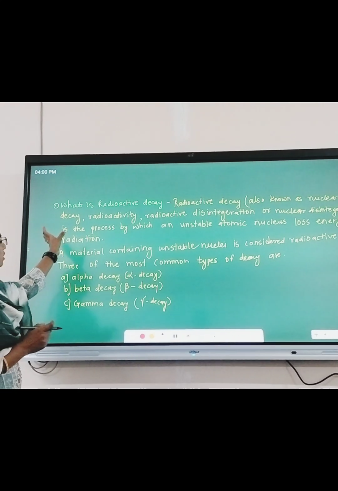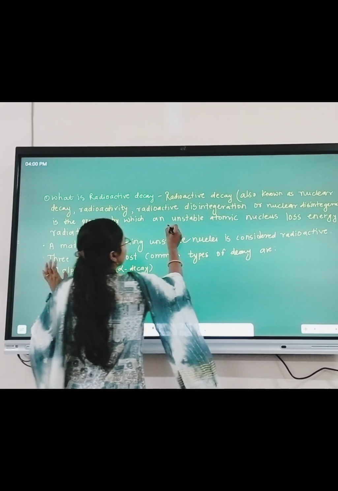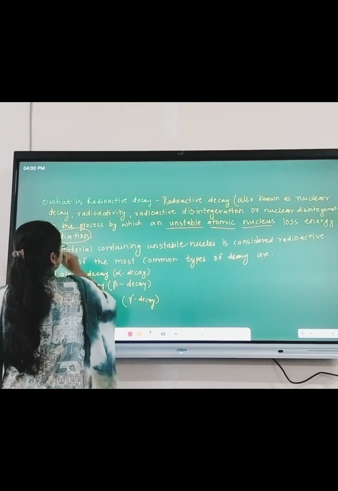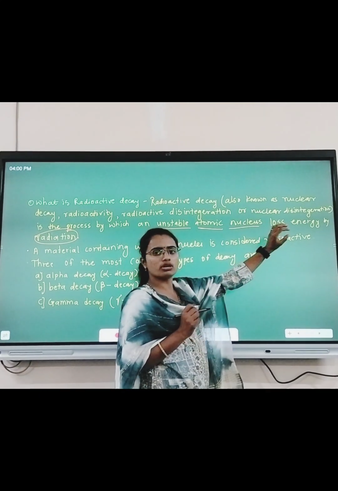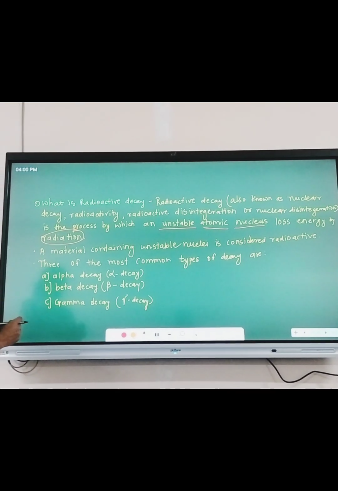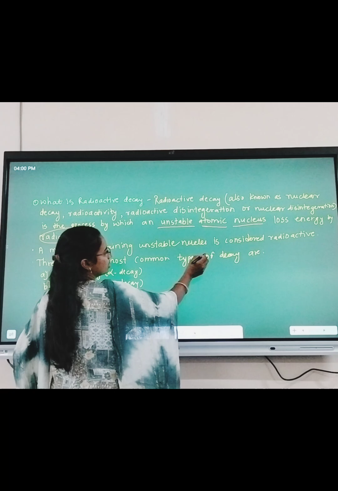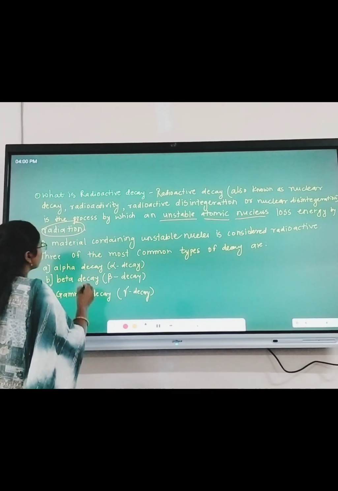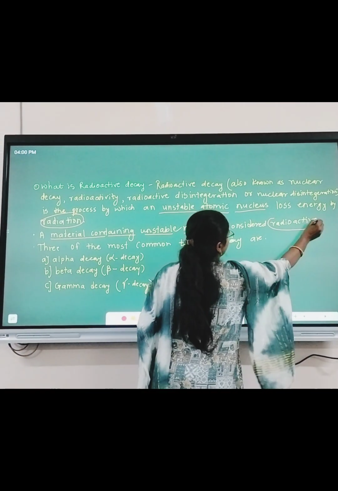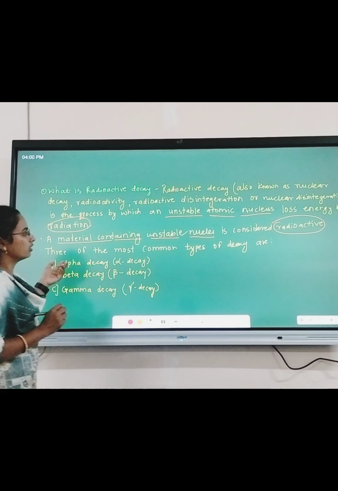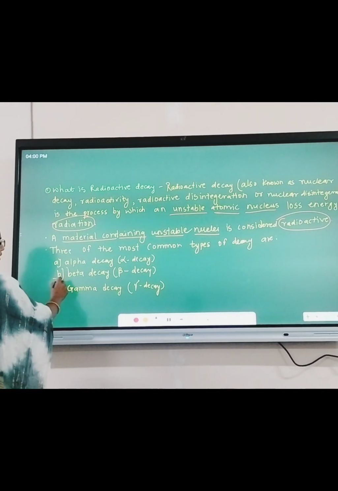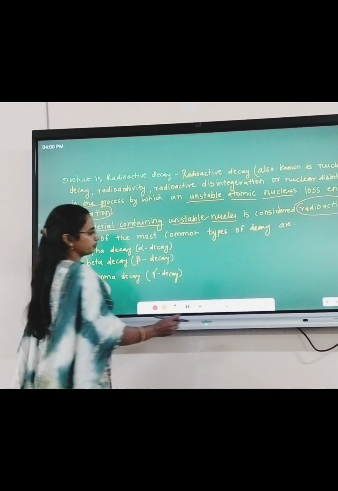Radioactive decay is the process by which an unstable atomic nucleus loses energy by radiation. A material containing unstable nuclei is considered radioactive, and there are three most common types of decay. First is alpha decay, second is beta decay, and third is gamma decay.